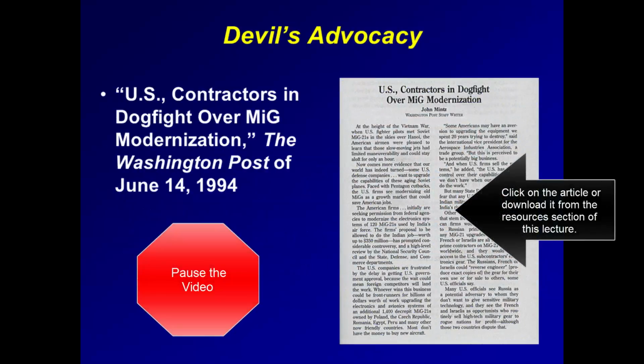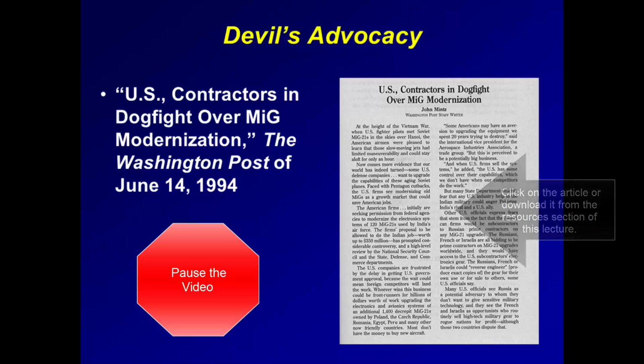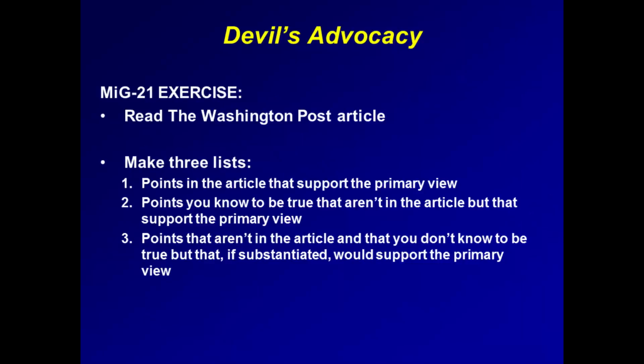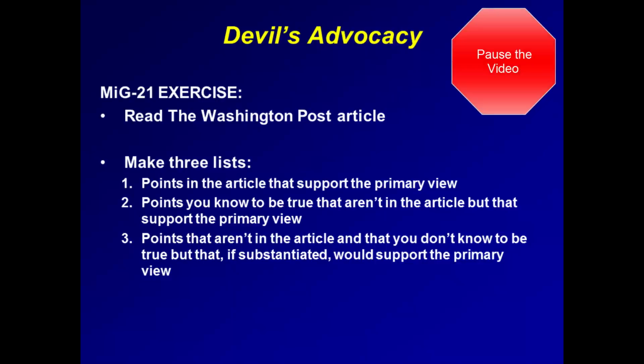Pause the video to download the article presented on your screen. Then take time to read and review the article before proceeding. Play the role of an advocate and list as many points as you can from the article that support the view that the federal government should allow industries to upgrade the MiG-21s. Also, list separately any additional points you know to be true but are not mentioned in the article that support this view. Finally, list again the points of information that are not mentioned in the article that you don't know to be true, but if they could be substantiated, would support this view. Pause the video and restart the video once you've completed this task.